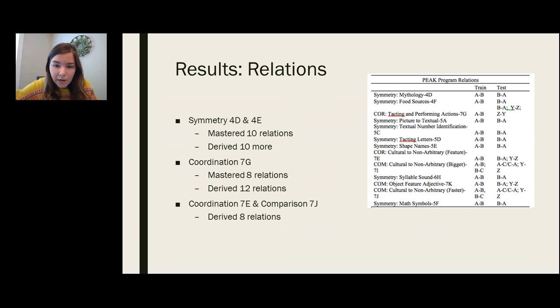So this little graph or this little table over here shows you all of the training relations that were taught as well as the testing relations. And it's just really important to remember that our participant learned a lot more than we directly taught.